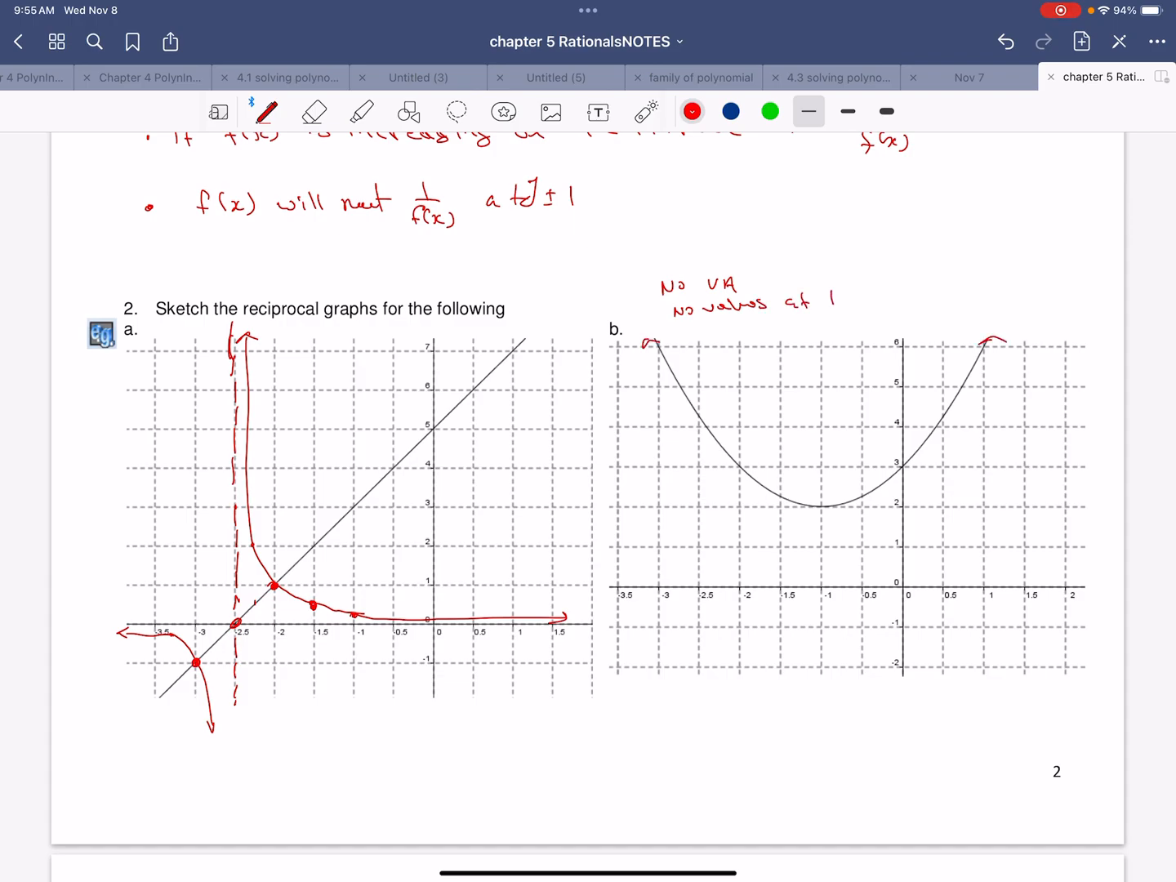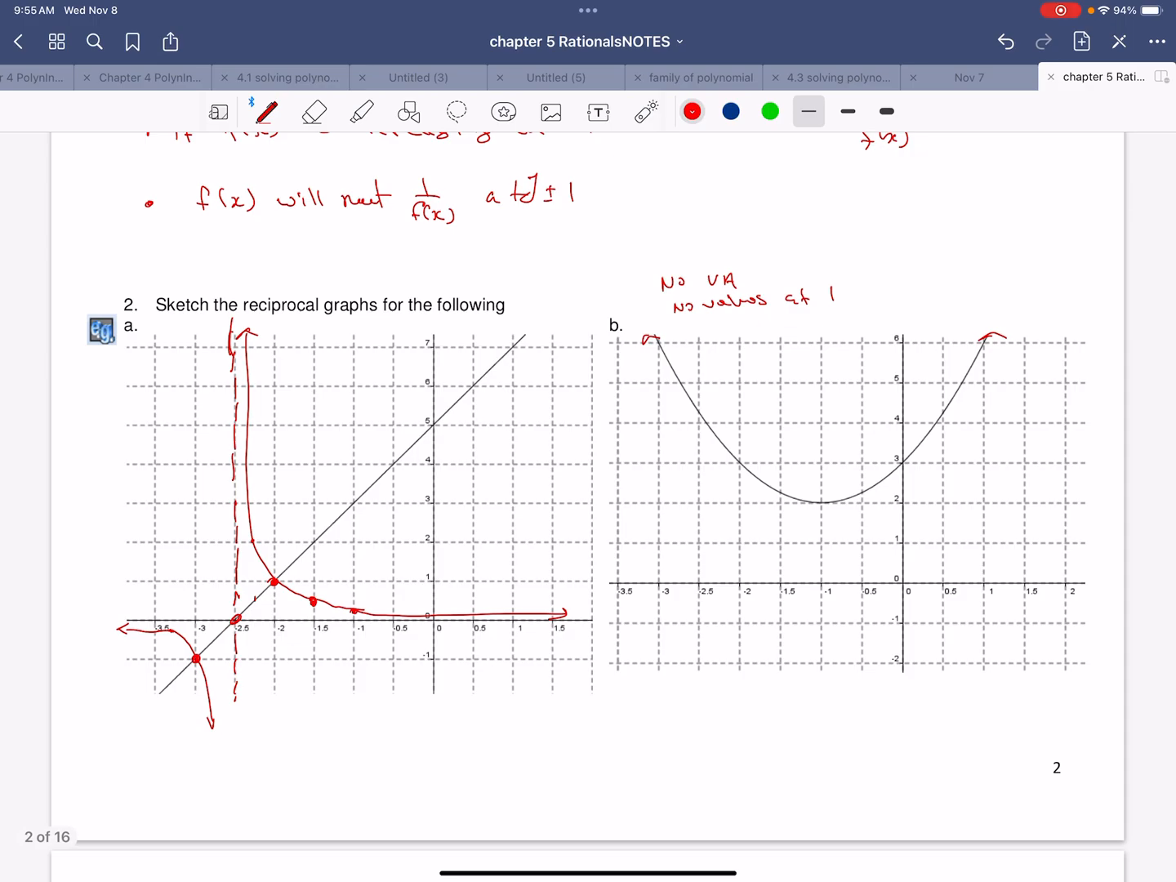My end behavior is going to infinity. That means my other end behavior is going to be going to 0. Therefore, the reciprocal. I'm going to take this point, which is the vertex, and say the vertex is negative 1, 2. So my reciprocal is going to be negative 1, 1/2.